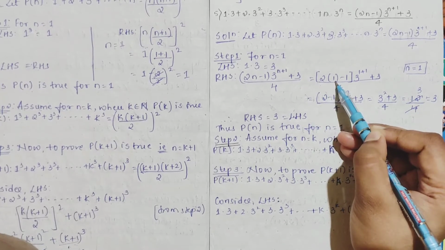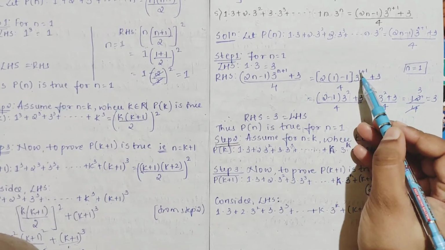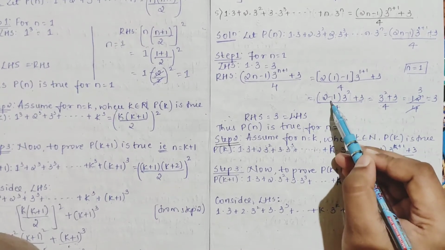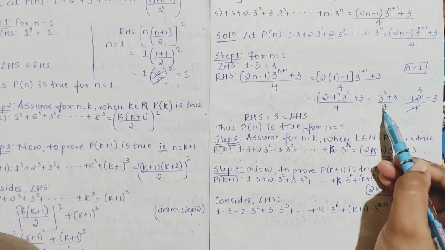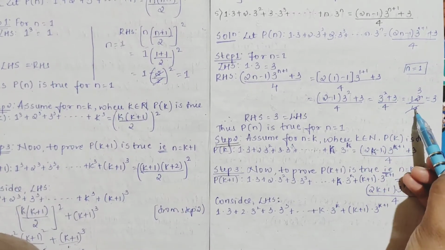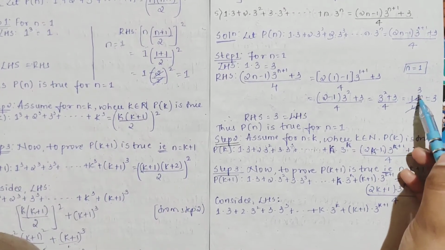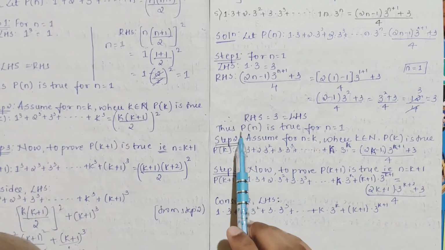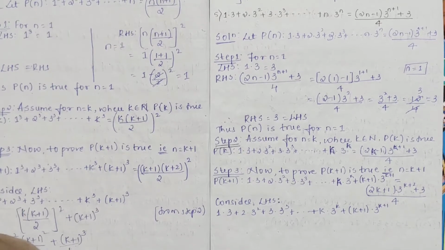So 2 ones are 2, right? So 2 minus 1, and 3 raised to 1 plus 1 is 2, so 3 square plus 3, whole divided by 4. 2 minus 1 is 1. So 3 square plus 3 divided by 4. 3 square is 9. 9 plus 3 is 12. 12 divided by 4: 4 threes are 12, so it is 3. See, you can see your LHS and your RHS are equal. Therefore your P of n is true for n is equal to 1.